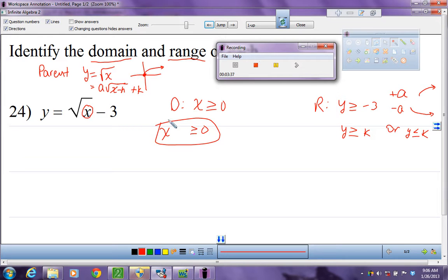So in this case, my a here is a positive 1. So that means that my graph is going to be going up. Okay, so that means that the y is going to be greater than or equal to, and then you look at the k, whatever number that is, you put it right here. Okay, and that's the way you solve for domain and range.